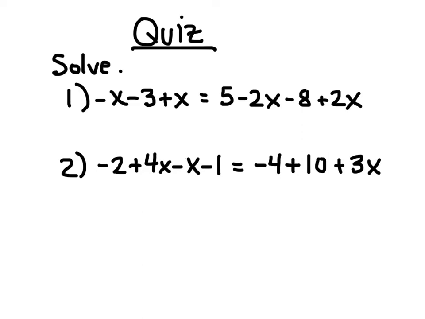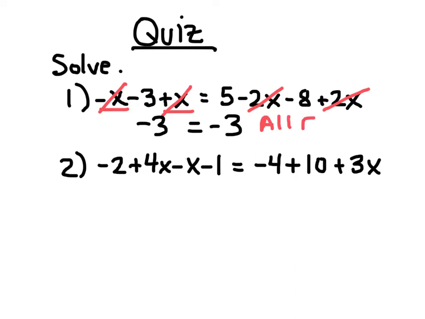Welcome back from pausing the video. For problem number 1, let's combine negative x plus x. That's going to be 0. So I'm left with a negative 3 and then equals. On the right side, negative 2x plus 2x is 0. And then 5 minus 8 is negative 3. So is this a true statement? Yes, it is. So our answer to the first problem is all real numbers.